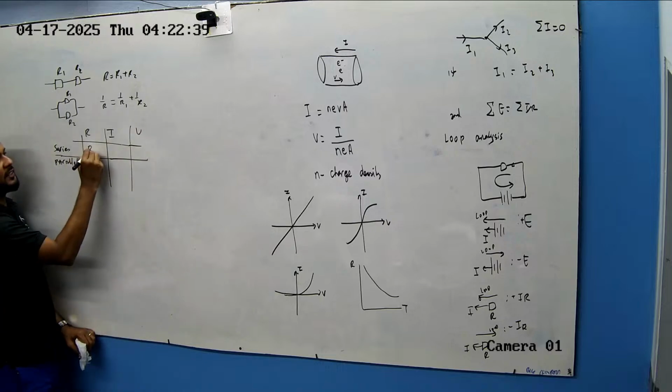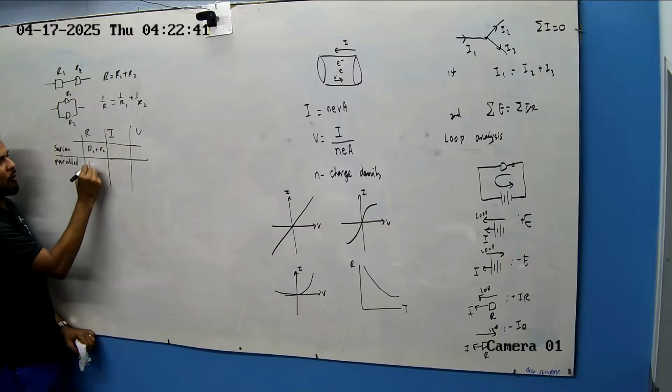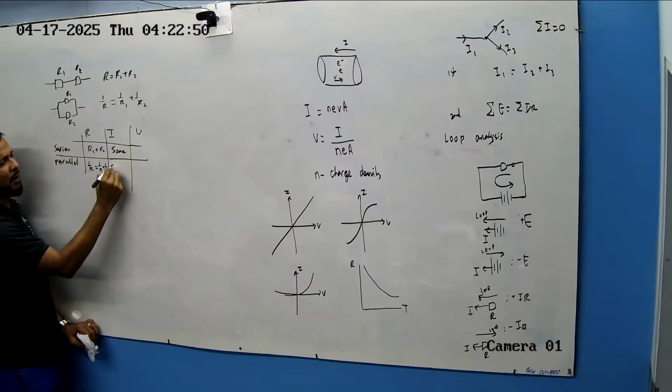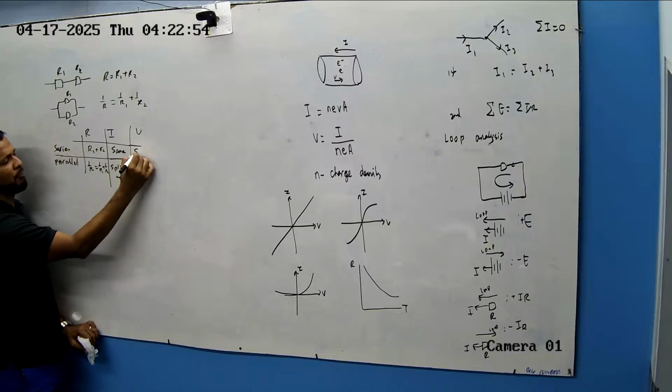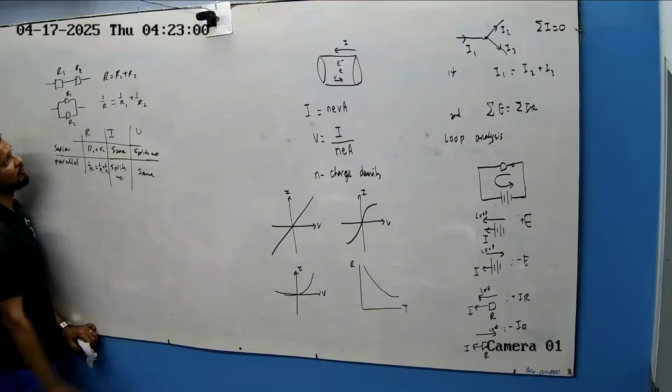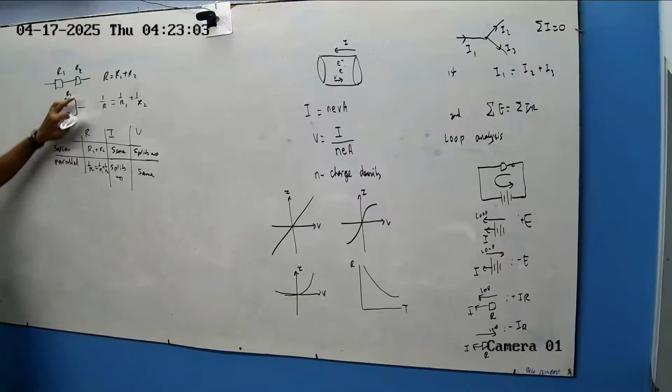So in series it is R1 plus R2. In parallel it will be 1 over RP equals 1 over R1 plus 1 over R2. Current in series is the same. Current in parallel splits up. Voltage in series splits up. And voltage in parallel is the same. So you have to remember these laws when proving this.